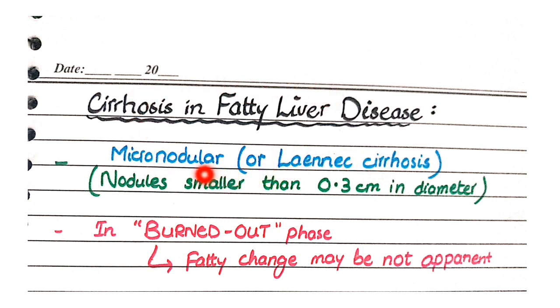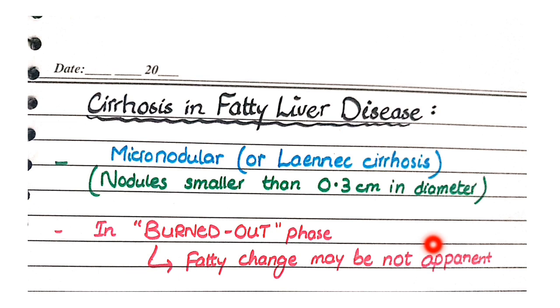So remember, the micronodules are smaller than 0.3 cm or smaller than 3 mm, and they are characteristic of fatty liver disease. And here in the cirrhosis of fatty liver disease, the end stage results in a burned out phase. What is the burned out phase? Burned out phase means that fatty change may not be apparent.